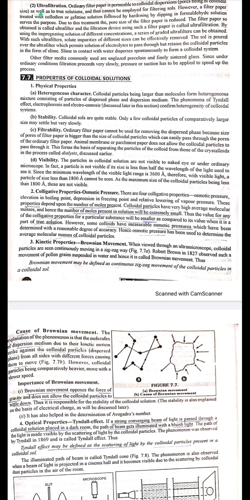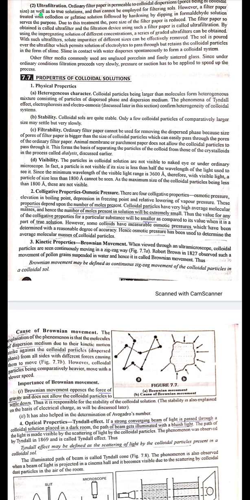C. Filterability. Ordinary filter paper cannot be used for removing the dispersed phase because the size of pores of filter paper is bigger than the size of colloidal particles, which can easily pass through the pores. Animal membrane or parchment paper does not allow the colloidal particles to pass through it. This forms the basis of separating the particles of the colloid from those of the crystalloids in the process called dialysis, discussed earlier. D. Visibility. The particles in colloidal solution are not visible to naked eyes or under an ordinary microscope. In fact, a particle is not visible when its size is less than half the wavelength of the light used to see it.